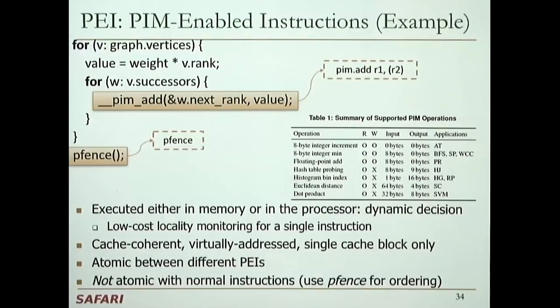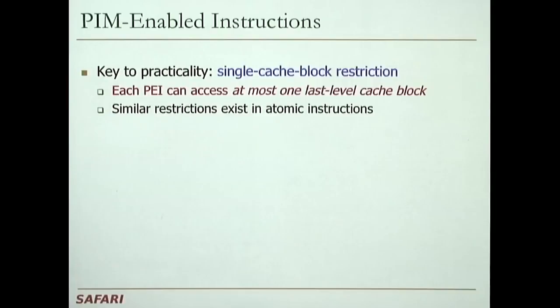You need to ensure that it's done, right? So this is very similar to the memory fences that we have today. OK. So one of the keys to practicality, other than having PIM operations encoded as instructions in the ISA, is the single cache block restriction. Each PIM-enabled instruction can access at most one last level cache block.